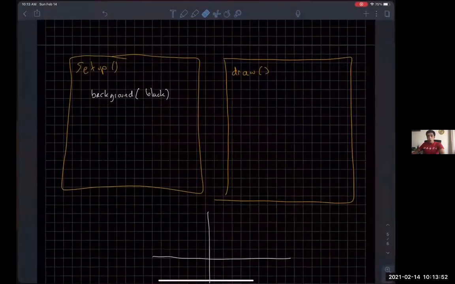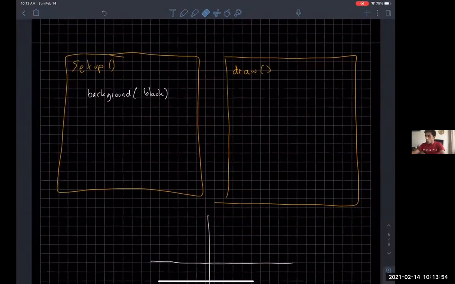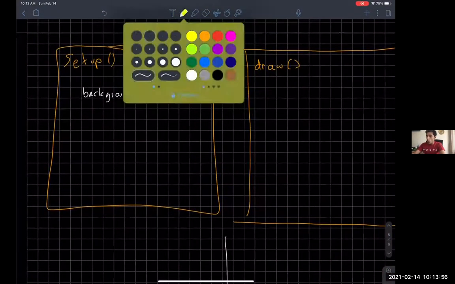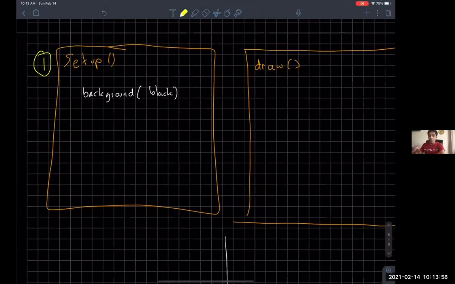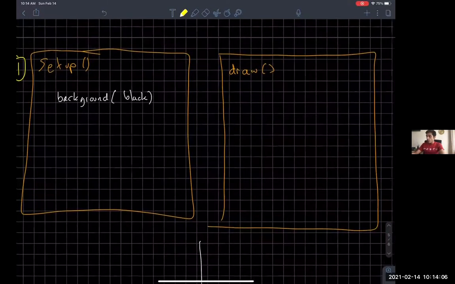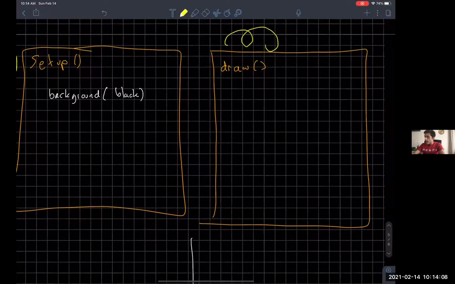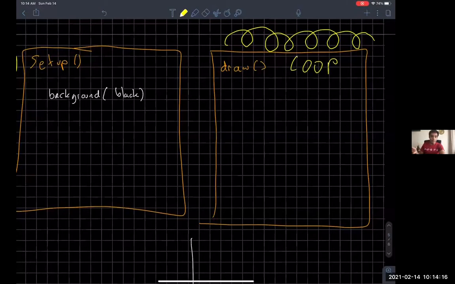All right, so the way this code works is the setup function runs only one time at the beginning. It runs once. So let's say we make background black in the setup function, it will run once. The draw function runs again and again and again. All right, so this draw function is actually a loop which runs again and again, all right?